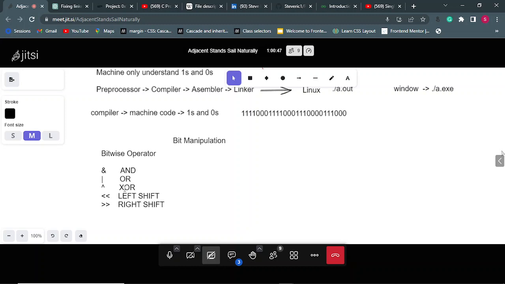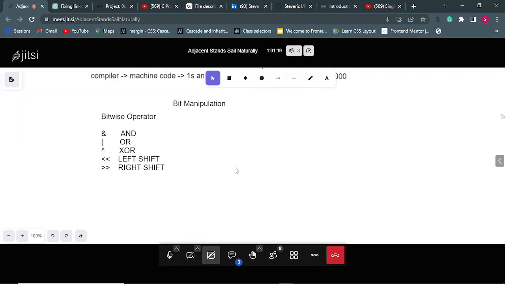These are the basic things we can use to manipulate, to communicate with the machine in ones and zeros. Very, very interesting, right? We have AND, OR, XOR, left shift, and right shift. Five of them. I'll be explaining this in an easy way that we can all understand.